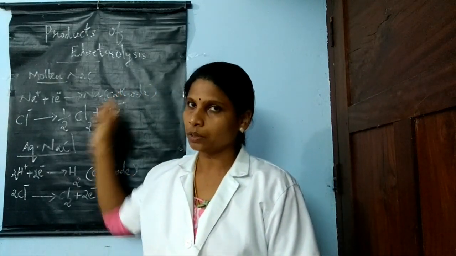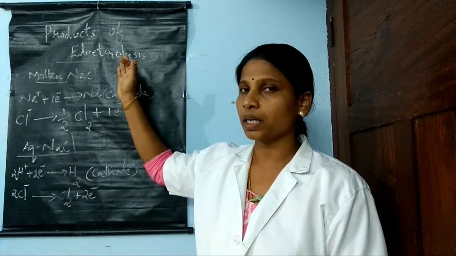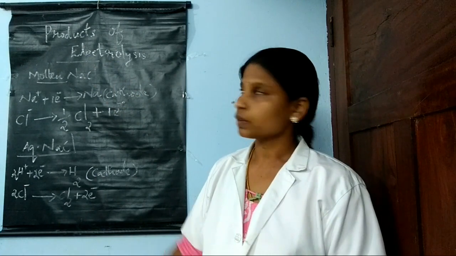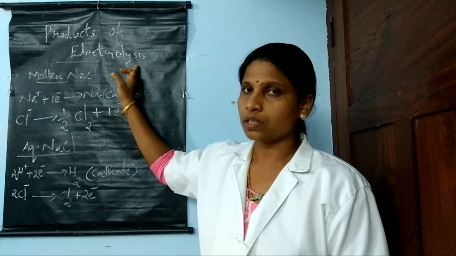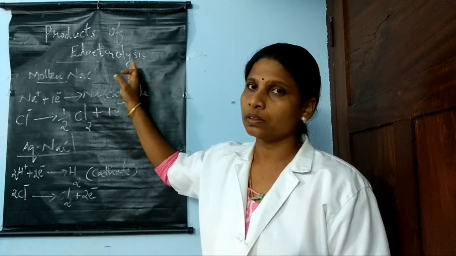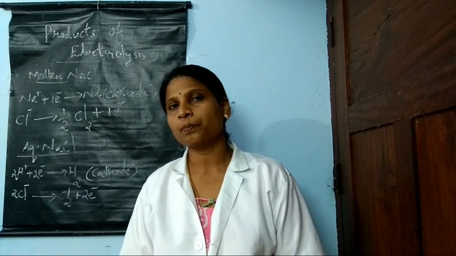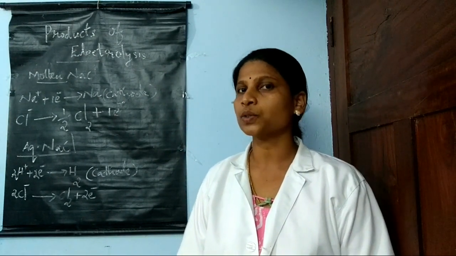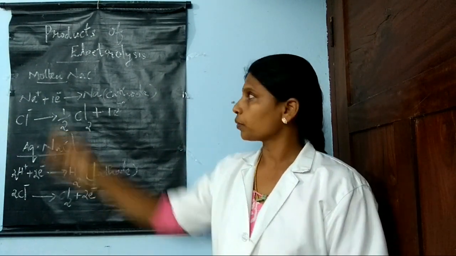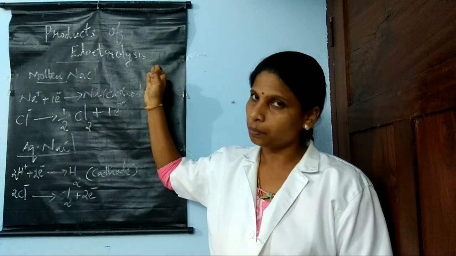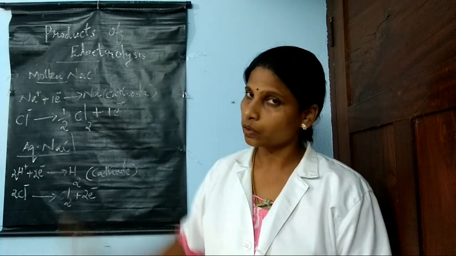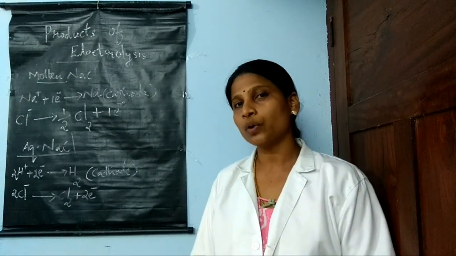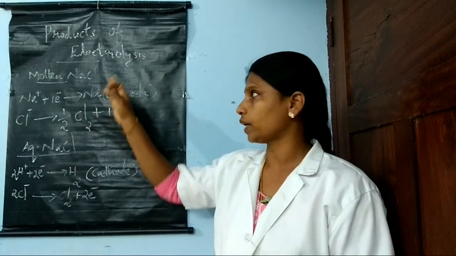Welcome back to Electrochemistry Part 7. In this part, we will discuss the products of electrolysis. The product of electrolysis depends on the nature of the electrodes used in the electrolytic cell, the nature of the electrolyte, and the amount of current passed through the electrolyte.